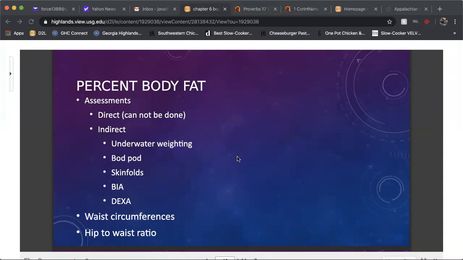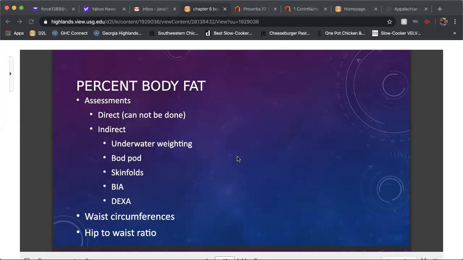And so when it comes to percent body fat and how we calculate your percent body fat, whether you're 10% body fat, 20% body fat, 100% body fat, which you're not going to be, how do we do that? We've got two different ways we could kind of look at that. And so we have the direct method and the indirect method. So we'll talk about the direct method first.